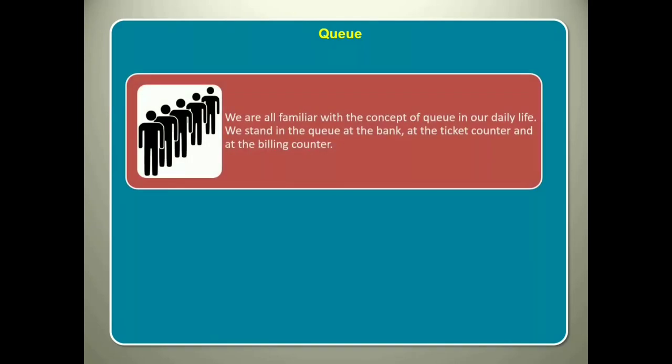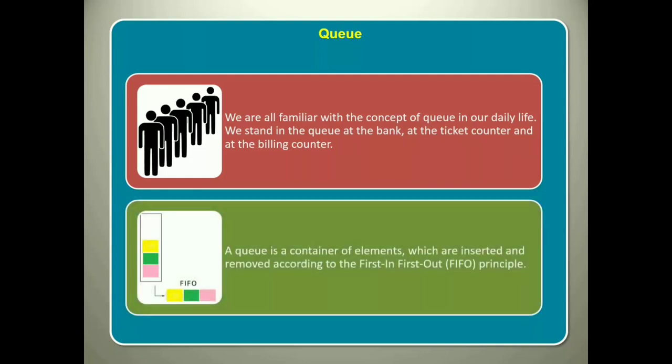Let us now look at another most common data structure found in computer algorithms, that is, queue. We are all familiar with the concept of queue in our daily life. We stand in the queue at fee counter, at the bank, at the billing counter, etc. A queue is a container of elements which are inserted and removed according to the first in, first out, FIFO principle.